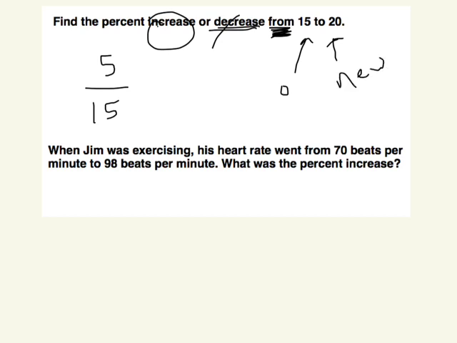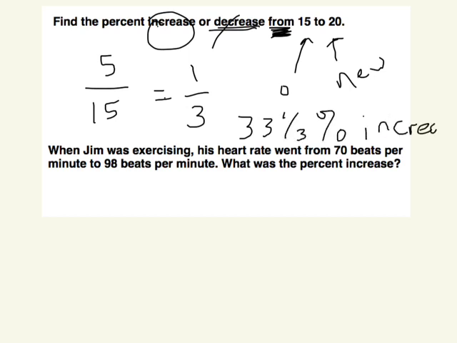So if we reduce our fraction, 5 over 15, that's the same as 1 over 3, which is 33 1/3% increase. That is a big increase. Let's look at our second problem.